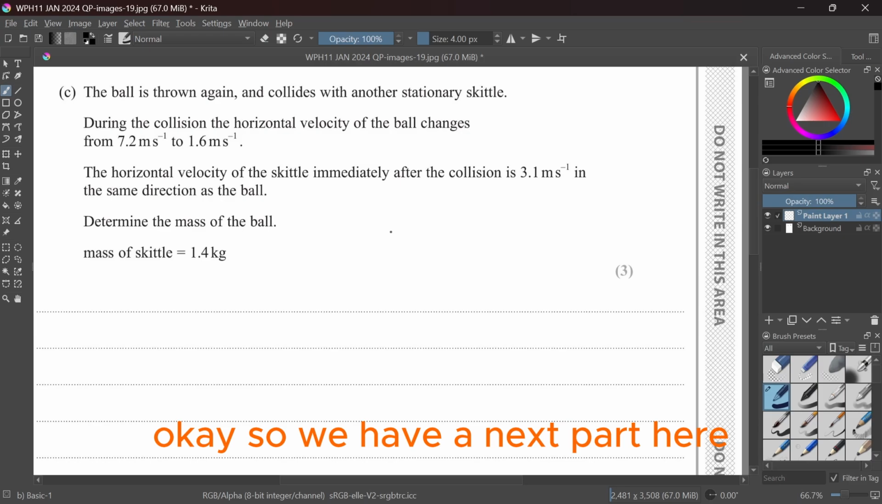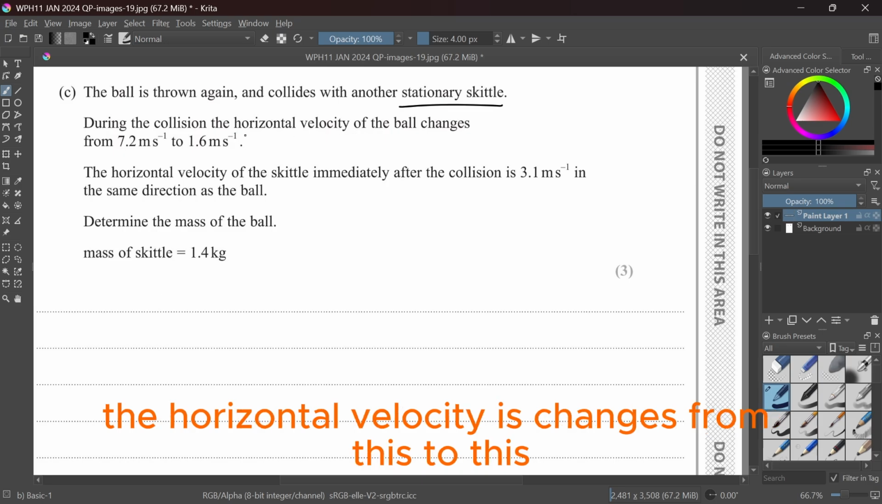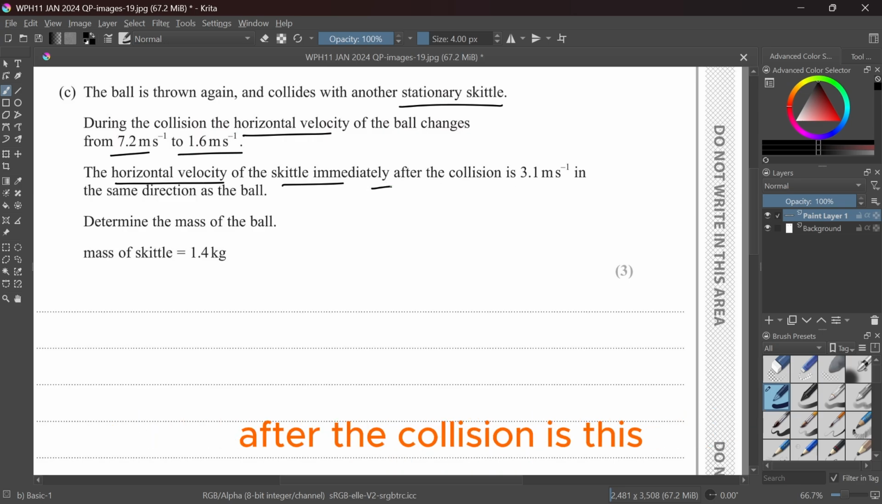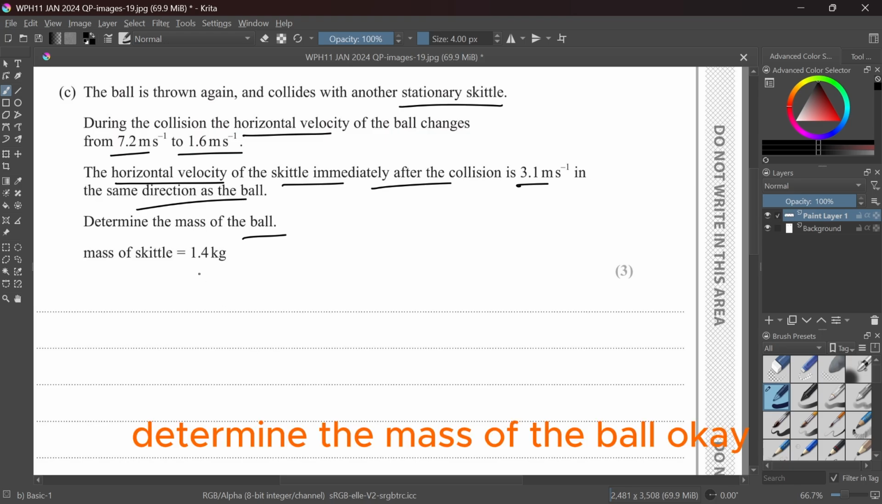Okay, so we have the next part here. It says the ball is thrown again. It collides with another skittle. During the collision, the horizontal velocity changes from this to this. The horizontal velocity of the skittle after the collision is this, in the same direction as the ball. Determine the mass of the ball.